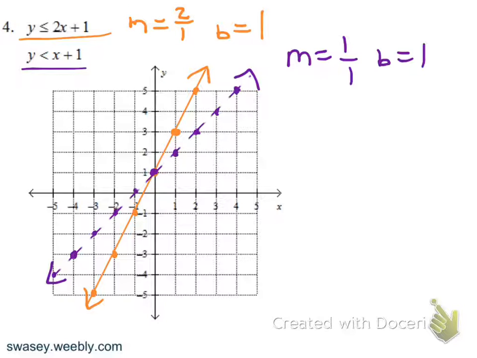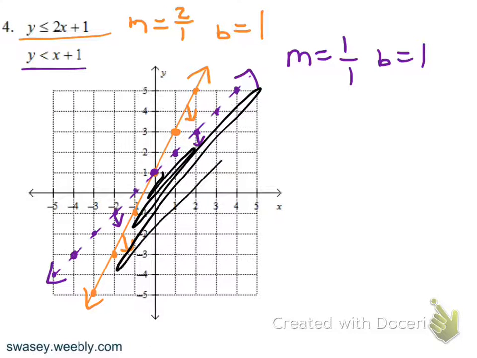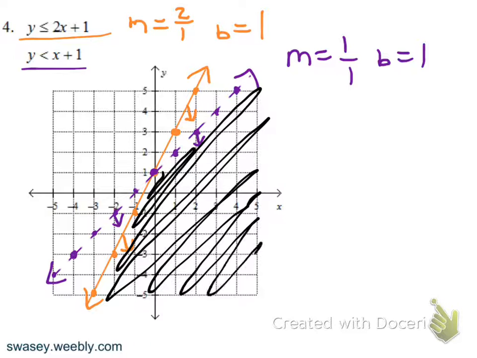Now let's think through our shading. We're below the orange line. And then for the purple line, we're below as well. So this one region over here will be shaded twice. That's our solution set.